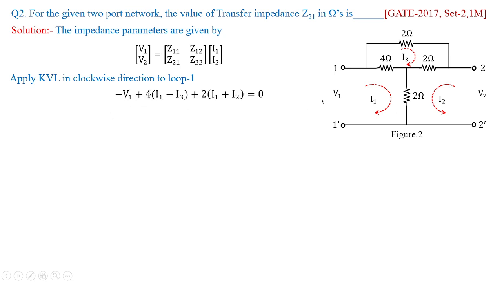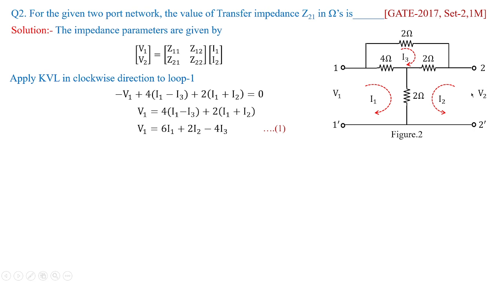get minus V1 plus 4(I1 minus I3) plus 2(I1 plus I2). Why I1 plus I2? Because I1 is coming in clockwise and I2 is coming in anti-clockwise. So these two currents are superimposed over 2 ohms. That's why here it is 2(I1 plus I2) equal to 0. So reframing the equation, I'm going to get the value of V1 is equal to 6I1 plus 2I2 minus 4I3. This I'm going to treat as equation 1.